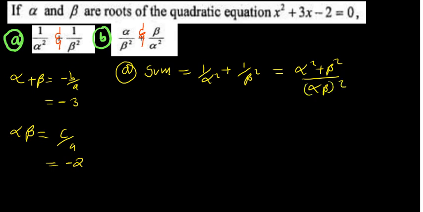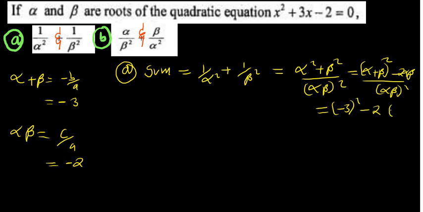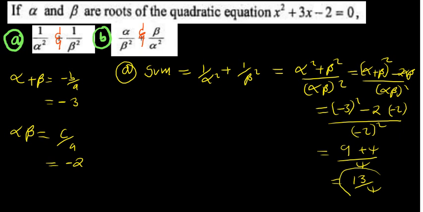Now you know the identity that you need to use: alpha squared plus beta squared is (alpha plus beta) squared minus 2 alpha beta, and then in the denominator we've got (alpha beta) squared. Now replace: what is alpha plus beta? It's here, that is negative 3, but you square that, minus 2 alpha beta, which is negative 2, over negative 2 squared. Negative 3 squared is 9, that will be plus 4, over 4, which is basically 13 over 4. This is the sum of the roots.